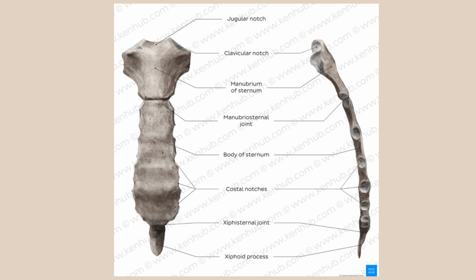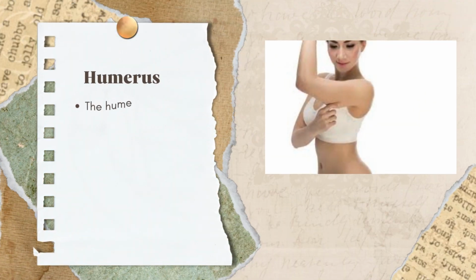Landmarks. Jugular notch, suprasternal notch: a concave indentation at the superior aspect of the manubrium. Sternal angle, angle of Louis: the bony ridge formed by the junction of the manubrium and the body of the sternum. It serves as an important landmark for counting ribs and locating other structures. Xiphisternal junction: the point of articulation between the body of the sternum and the xiphoid process.